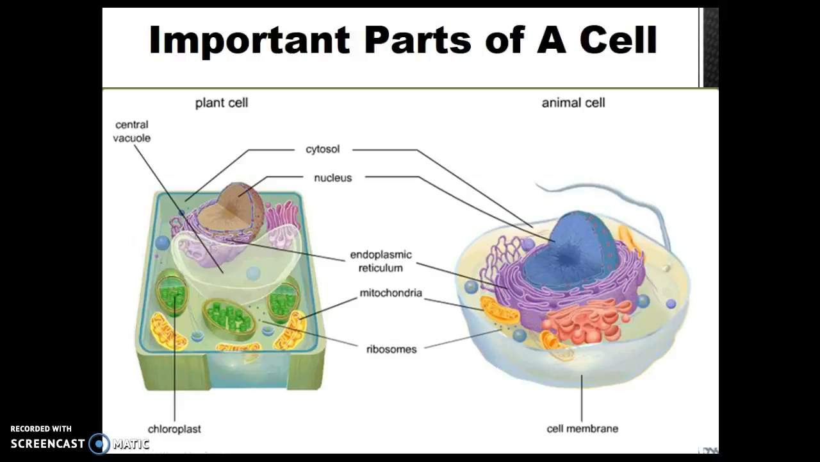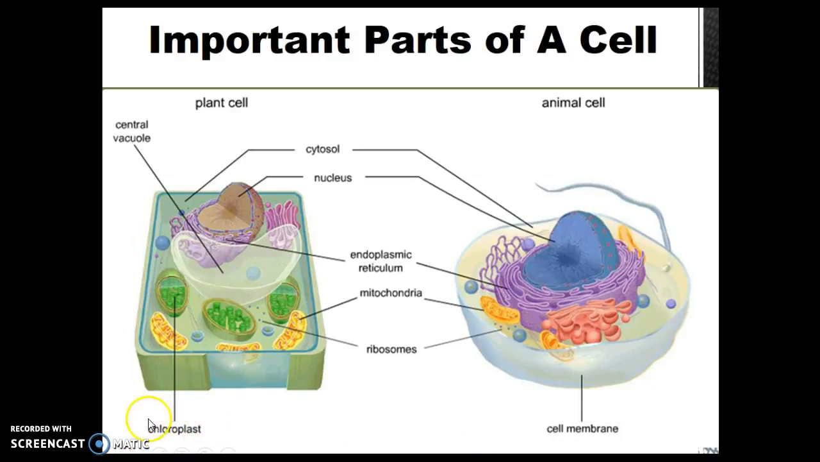Here are some more important parts of the cell that you should know. The cytosol, we talked about metabolic activity there. The nucleus, that is the control center. It's going to house the DNA. Endoplasmic reticulum, creating proteins. Mitochondria, part of the cellular respiration process, creating ATP. Ribosomes, they're also going to be creating proteins. Cell membrane, it's going to be allowing molecules to move inside the cell and outside the cell.